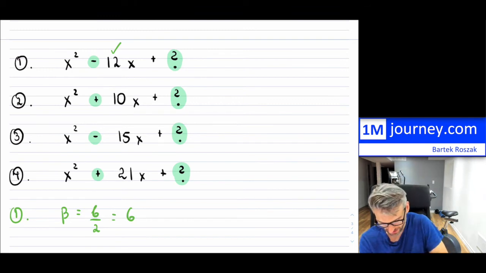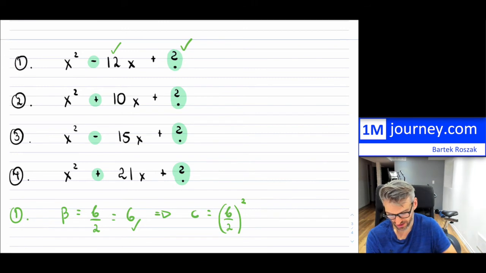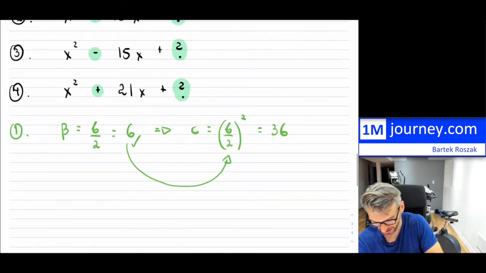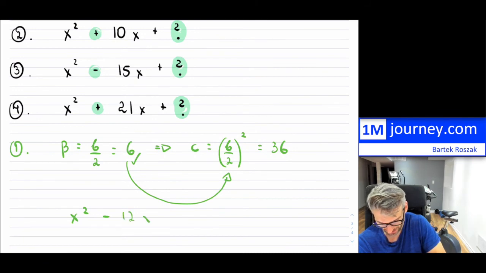Now, if I want to find my c, so that question mark right there, well, c is just simply equal to b over 2, okay, which is your beta squared. Well, I know what that was. This was 6, right? So b over 2 is 6, so that goes right there. Now 6 squared is just simply 36. So that question mark, and that completes my square, so this is x squared, and this was plus or minus 12x, and then it's going to be plus 36.